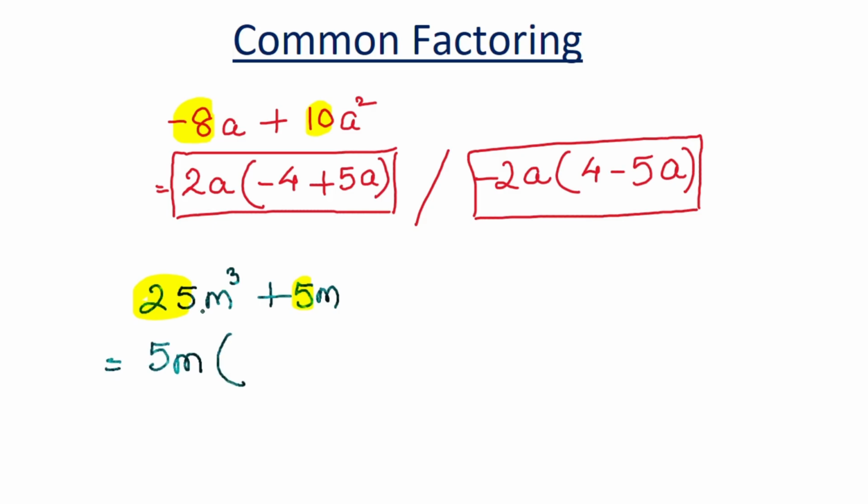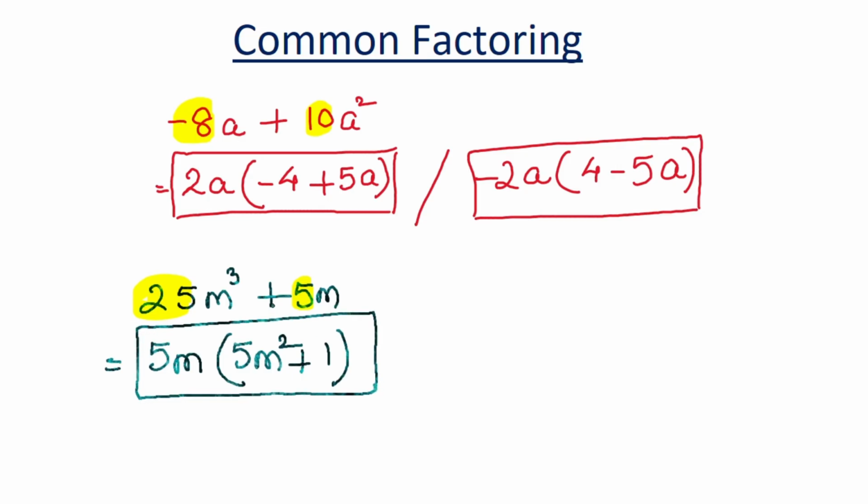So 25 divided by 5 gives us 5. We had 3 m's over here. Out of the 3 m's, we have taken 1 m. So we are left with m squared. And now 5 divided by 5 gives us 1. And this 1m we had already taken common, so we don't need to write any variable. And this is the factored form of this given expression.